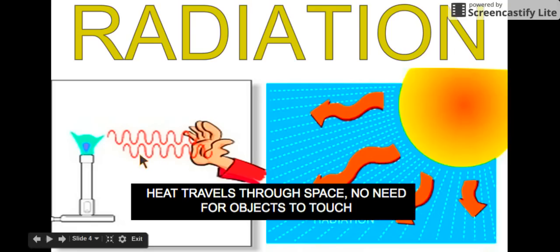Here, if you're around an open flame and you can feel the heat from the fire, that heat is traveling through space to get to you. So that is also an example of radiation.